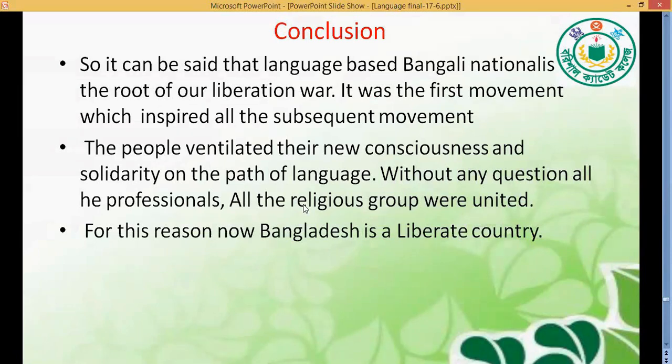Now, conclusion. It can be said that language-based Bengali nationalism is the root of our liberation movement. It was the first movement which inspired all the subsequent movements. The people ventilated their new consciousness and solidarity on the path of language. Without any question, all the professionals and all the religious groups were united. For this reason, now Bangladesh is a liberated country.